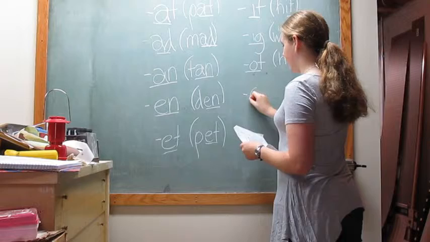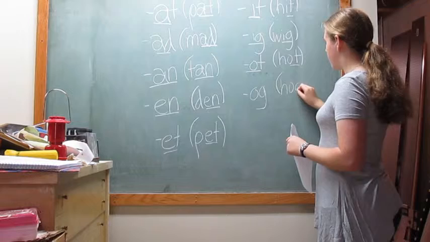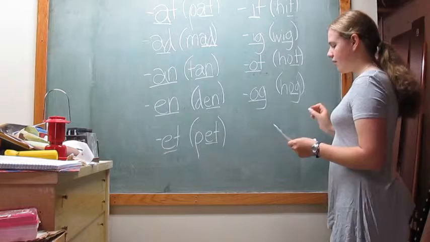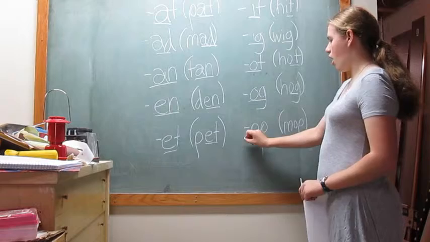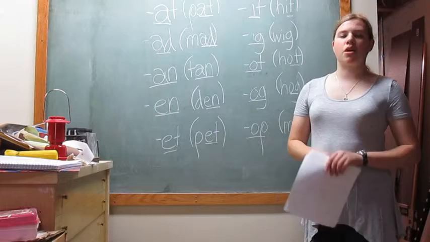Og, as in hog. Og, og. And op, as in mop. Op, op. Like I said, these are some common rhyming word endings that you'll see early on.